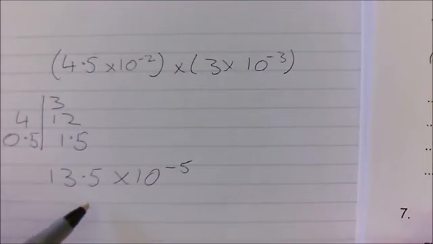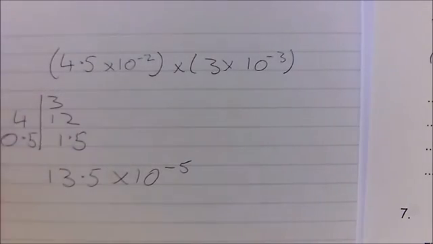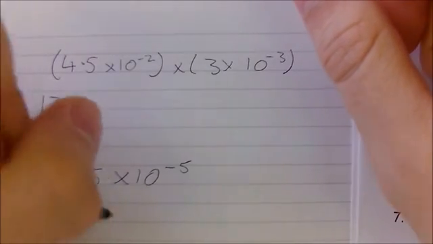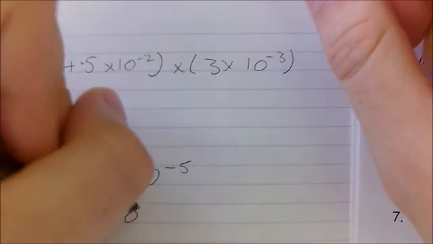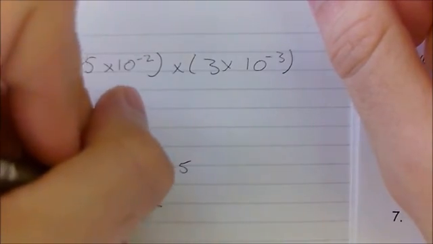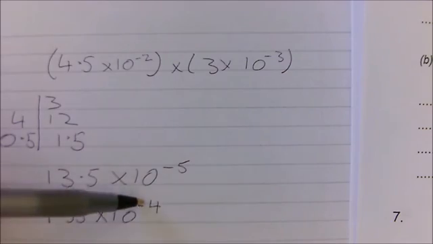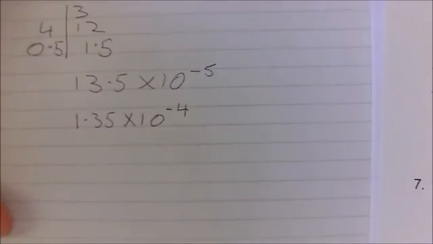But because we've got 13.5, we have to change this to a number between 1 and 10, not including 10. So this is going to be 1.35 times 10 to the power of minus 4. It's a little bit tricky with the indices, but we just have to make sure we're vigilant about that in the question.